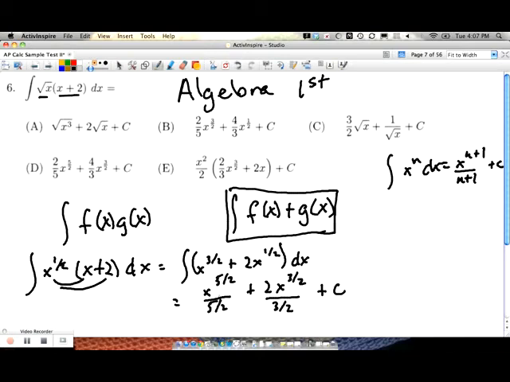Now if I were to simplify by taking these fractions on the bottom and flipping them, that would make it 2/5 x to the 5/2 plus 4/3, because this 2, when I flip it up, it's really 2 times 2, x to the 3/2 plus c. Well, the answer then must be D. For duh.